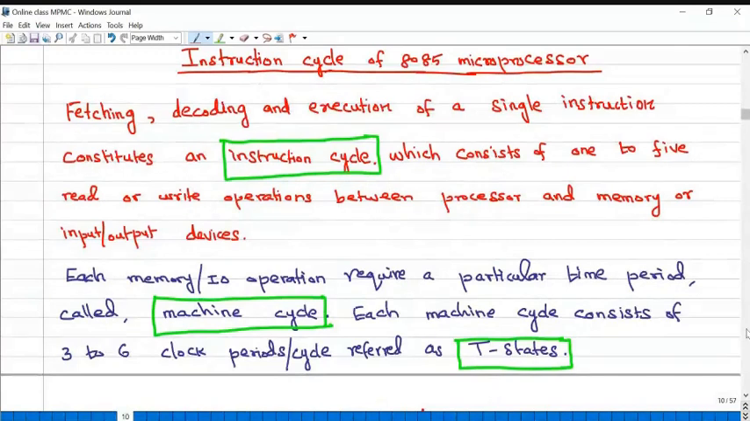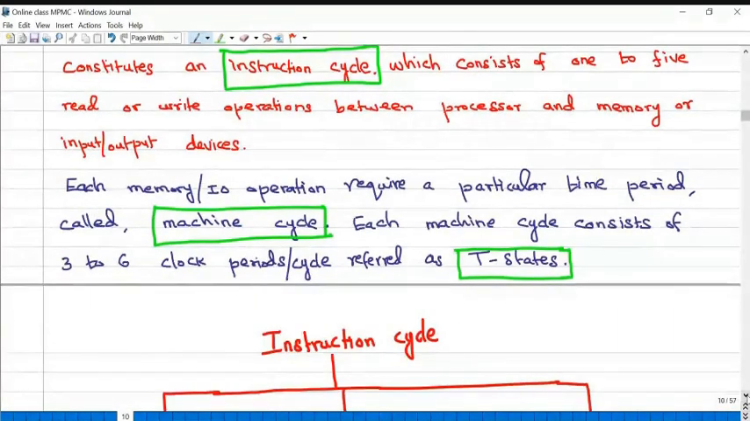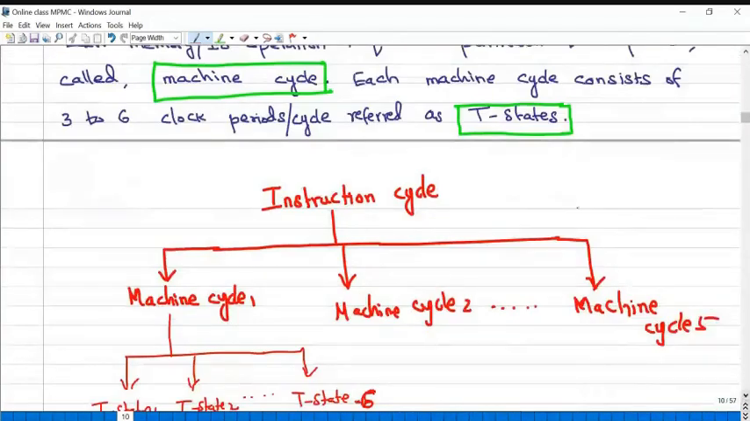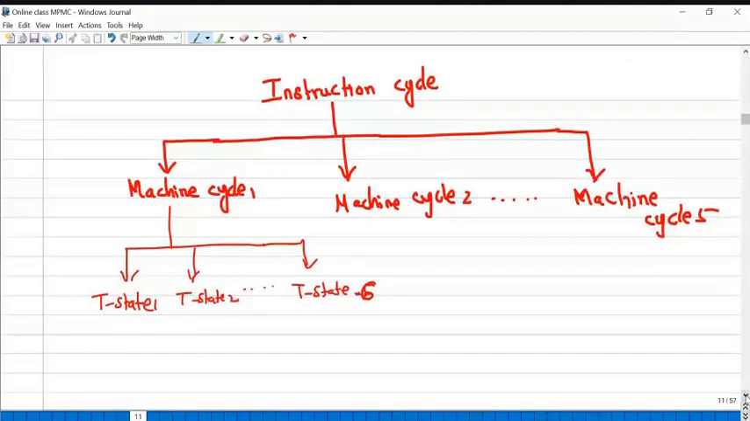Instruction cycle: how many T states, or how much time, the microprocessor will utilize to execute a particular instruction completely. That is the instruction cycle. One instruction cycle may have more than one machine cycle, like opcode fetch, memory read, memory write, IO write, or INTA acknowledgement. One clock pulse is called one T state. For solving problems, this will be given to you, whether the frequency is 3 megahertz or 2 megahertz. So T equals 1 by F.